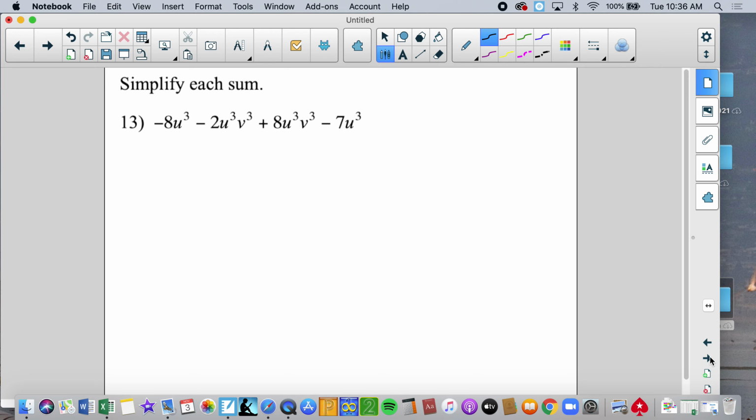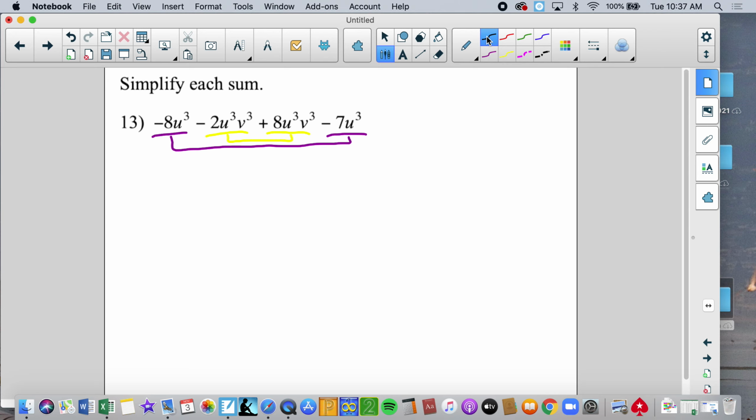Simplify each sum. Now we have multiple variables. So when we're looking for like terms, this one's relatively easy, u cubed. And now we got to make sure that these variables are the same. This is u cubed v cubed, and this is u cubed v cubed. Both variables have to be the same, and both variables have to be to the same powers. So u cubed, oh, look at this one. What's going to come first?